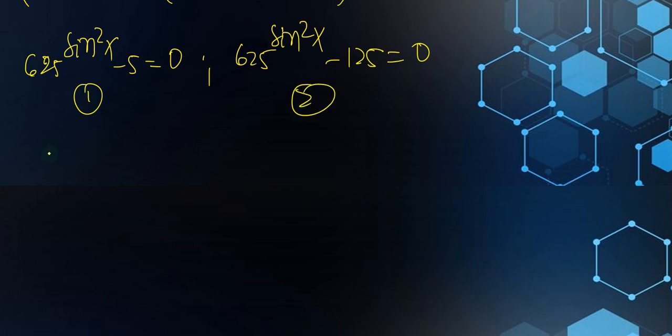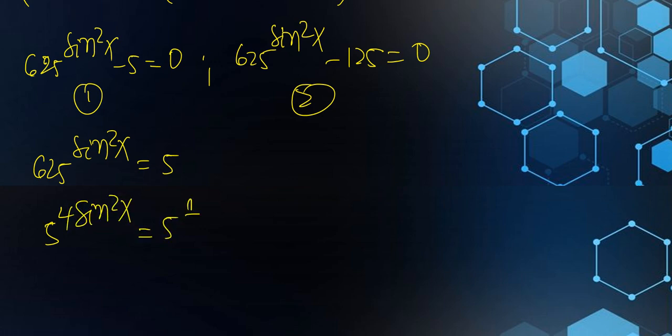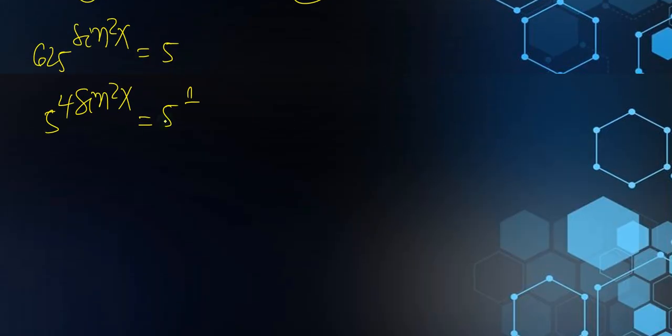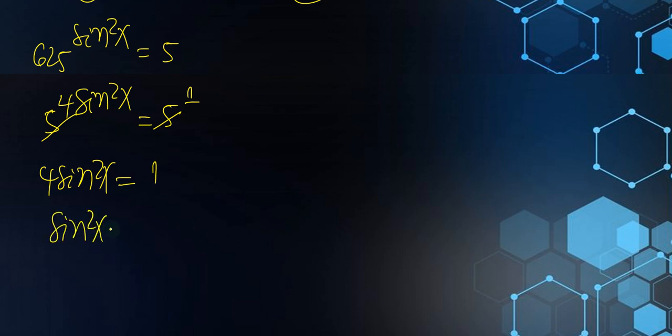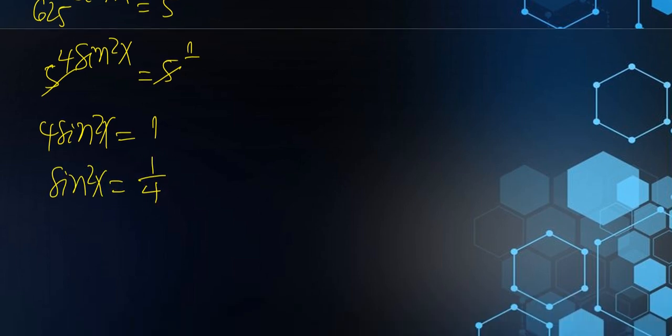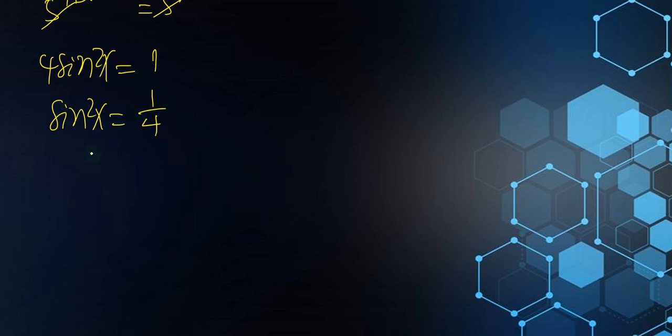Let's go for the first one. So we're going to have 6 to 5 to the sine square x equals 5. 6 to 5 is 5 to the power of 4, right? Sine square x equals 5, this is 5 to the 1, and since this is 5 to the 1, this means that this base will go with this, same bases and powers. 4 sine square x equals 1, so sine square x is equal to 1 over 4, and then we're going to take square root on both sides, so we're going to have sine x equals plus or minus 1/2.